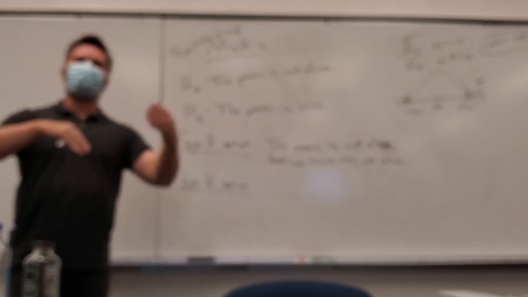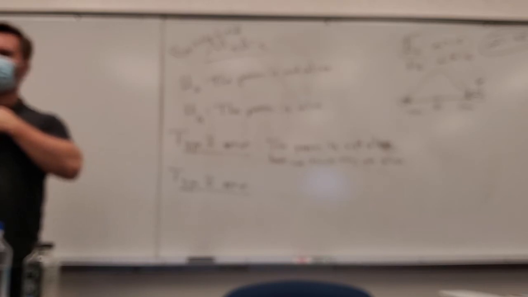So what's the type 2 error? Type 1 error, the null is true, but we think it's false. We reject it. Type 2 error, the null is false. In reality, it's false, but we think it's true. So type 2 error, what's actually happening? Yeah, the person is actually alive, because the null is false. The person is alive, but we think they're dead.